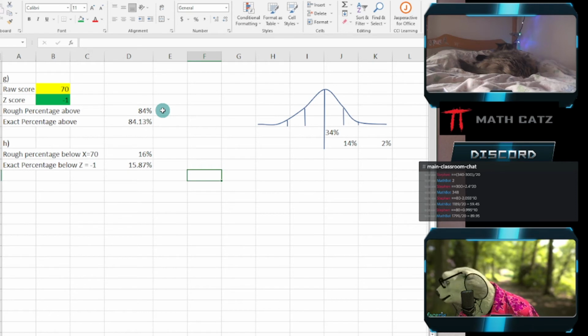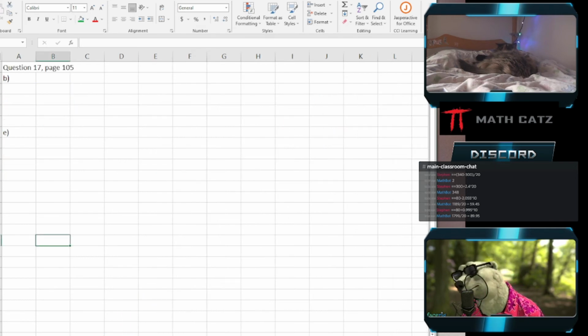Alrighty, so we're moving along. These introduction examples take time, but they're very important to get a sense of the distribution, raw scores, z-scores, all those things, percentages and sections under the normal distribution. I want to do one more.